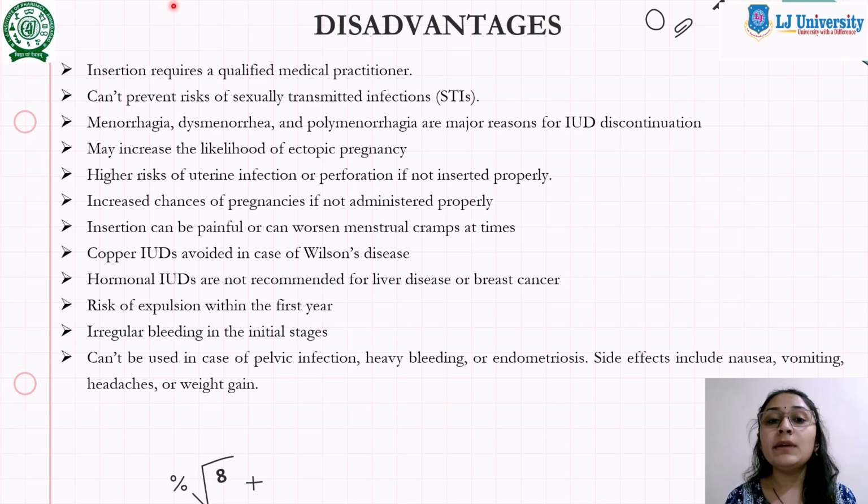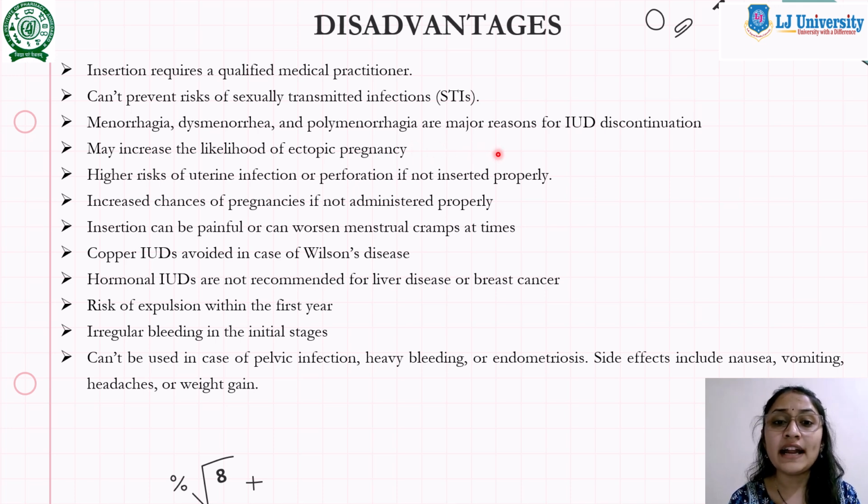Then dysmenorrhea is also a case, which means very painful menstruation periods. And polymenorrhea means very infrequent periods, right? So these are all the side effects for IUD discontinuation. Once the patient has discontinued the use of IUD, then during menstruation, a female may experience such side effects.